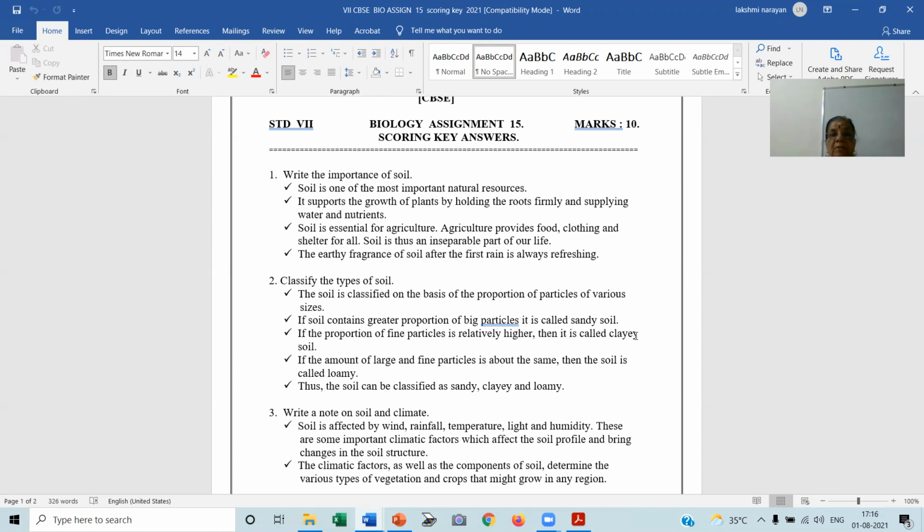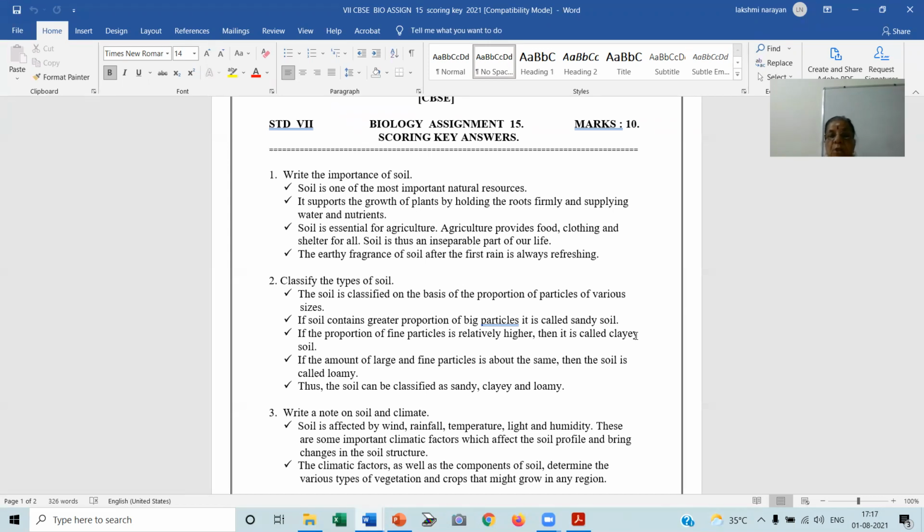But still understand. Soil is classified on the basis of the proportion of particles of various sizes. If soil contains a greater proportion of big particles, it is called sandy soil. If the proportion of fine particles is relatively higher, then it is called clayey soil.